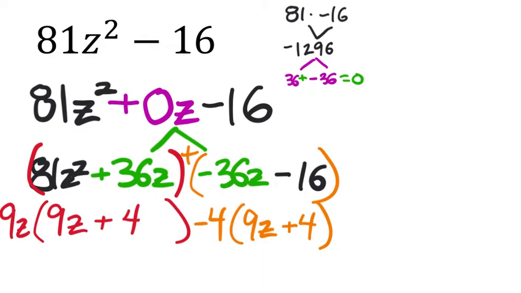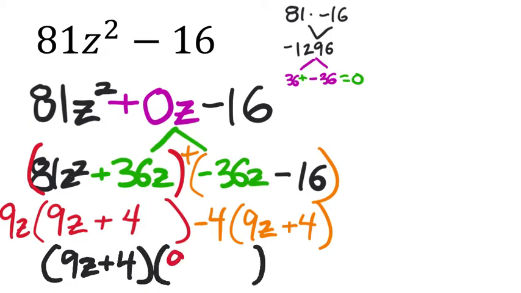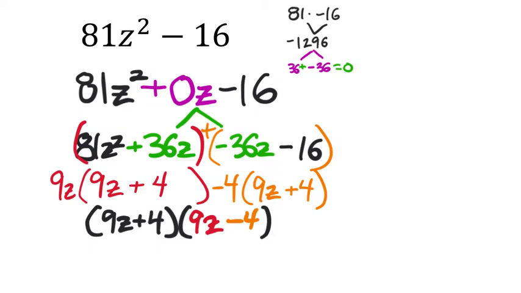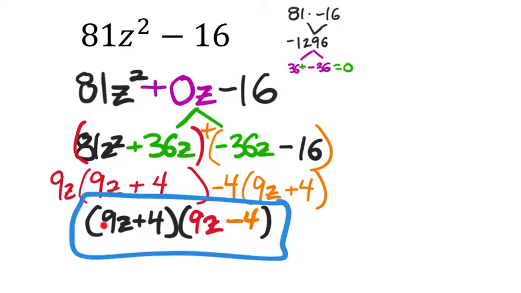So then we got 9z plus 4 from both terms. But then we also have the 9z in red, and then the minus 4 here like this, okay? And yeah, we want to, oh, yeah, so this is that difference of 2 squares business, where it's the same values, 9z and 4, but you have different operations between them, addition or subtraction.